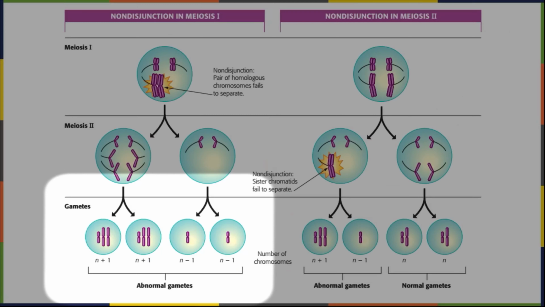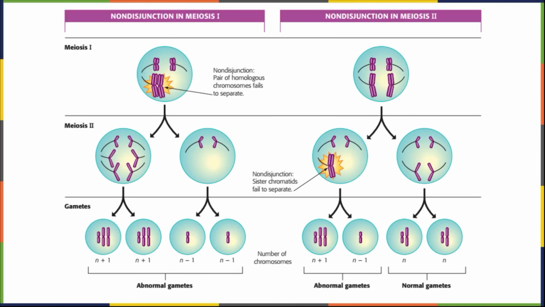A nondisjunction event in meiosis 2 can similarly result in an abnormal distribution of chromosomes in the gametes. In this case, half of the gametes are normal, but the other half have an imbalanced number of chromosomes.